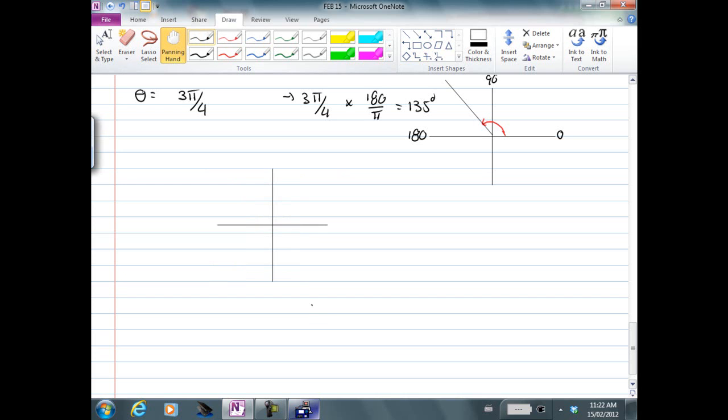When you label radians, this is still 0. Would you agree that from here to here is 180 degrees? 180 degrees, but we're not using degrees anymore. We're working with radians. Figure out what that is in radians right now. Pi. So put in pi for me. That's pi.